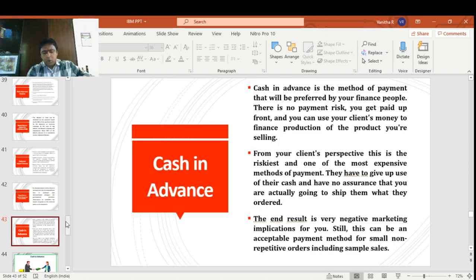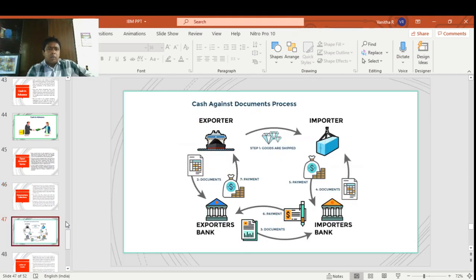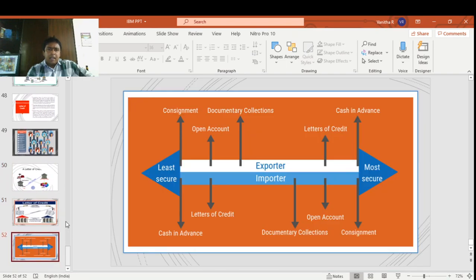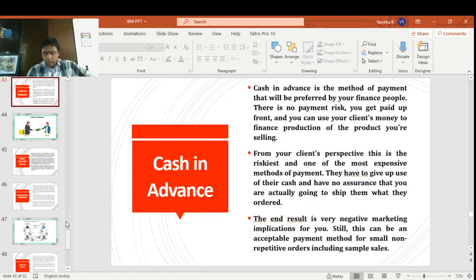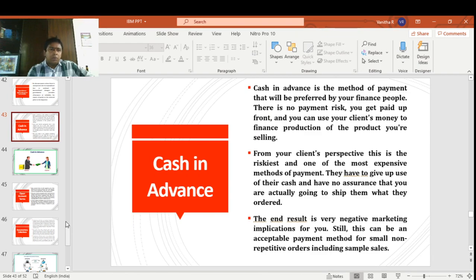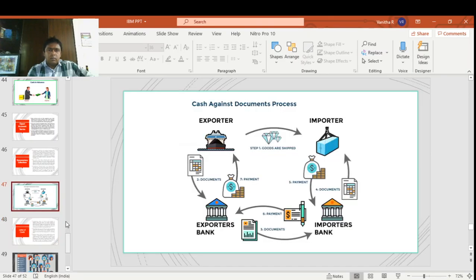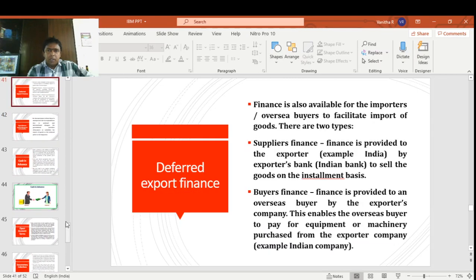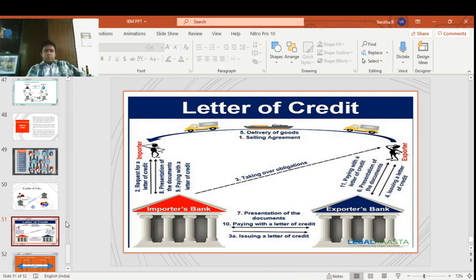Then here we discuss the cash in advance and the open account terms, then the documentary collections. You have letter of credit, which is so popular, LC. These things are known as international payments, or while you are doing a business, let me take that slide, which makes it easy for both of us. Yeah, here it is.